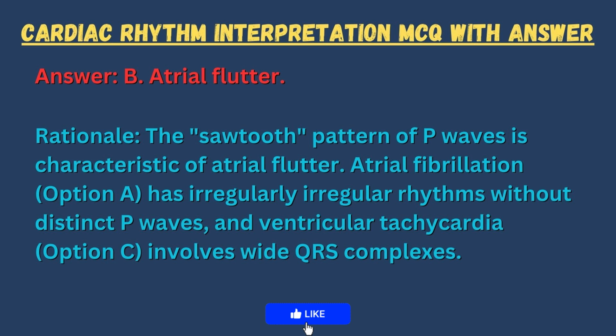Answer: B. Atrial flutter. Rationale: The sawtooth pattern of P waves is characteristic of atrial flutter. Atrial fibrillation, option A, has irregular rhythms without distinct P waves, and ventricular tachycardia, option C, involves wide QRS complexes.